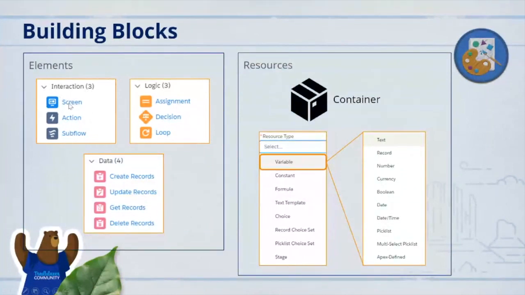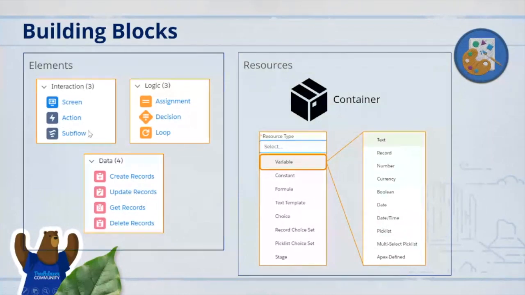First one, interaction. You have different screens for interacting with the user. You have actions, which will fire all the different types of actions you have available, like field updates, calling Apex. You have almost everything in Flows which you can do and call as an action.